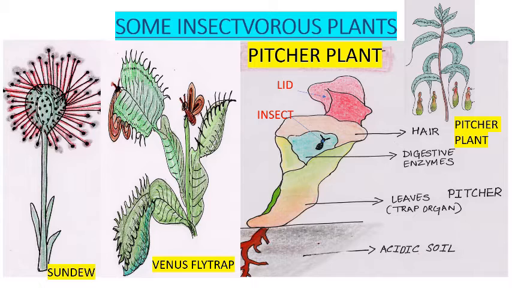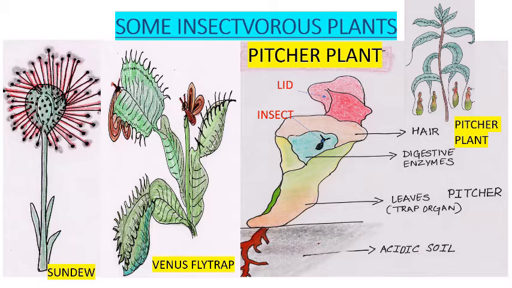Students, now we will discuss some insectivorous plants. First is sundew. As you can see, there are hair-like structures present in the plant. At the tip of these hair-like structures, a sticky substance is there. When insects sit on this plant, they get stuck to the plant and the plant digests the insect.